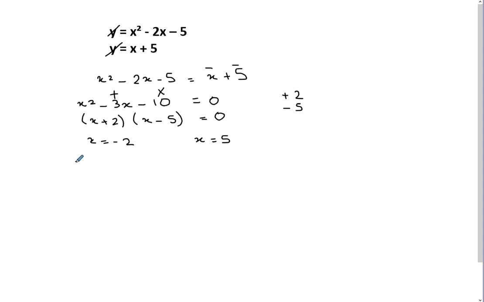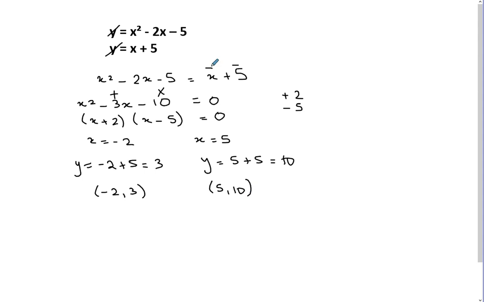Okay, so when x equals minus 2, y equals minus 2 plus 5, which is 3. So one of the points is minus 2, 3. And when x equals 5, y equals 5 plus 5, which is 10. So the other point of intersection will be 5, 10. As easy as that.